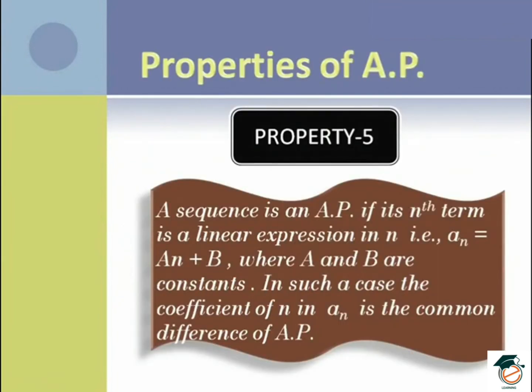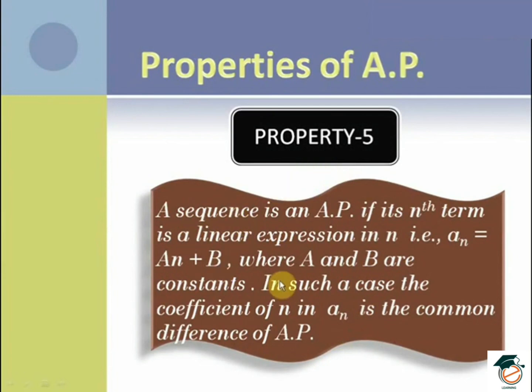Let's look at property number 5, and it says that a sequence is an AP if its nth term is a linear expression in n. That is, a_n is equal to An plus B, where A and B are constants. In such a case, the coefficient of n in a_n is the common difference of the AP.